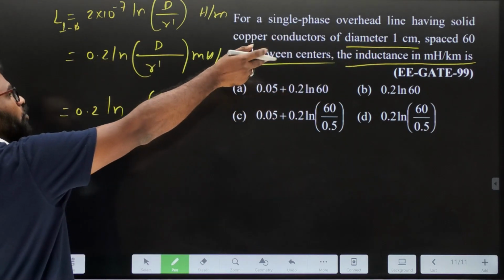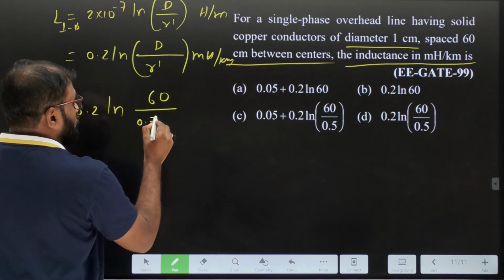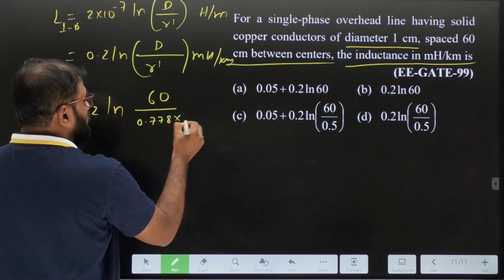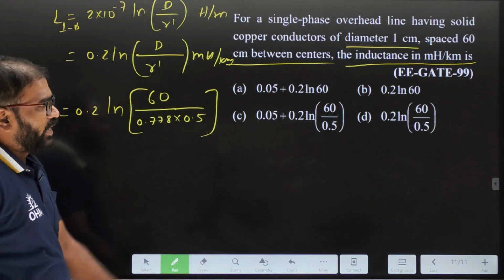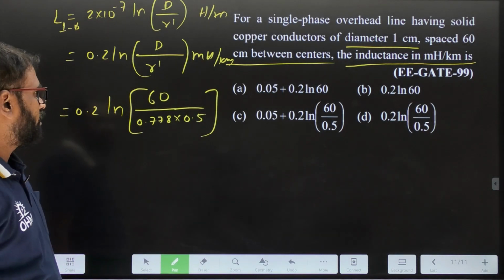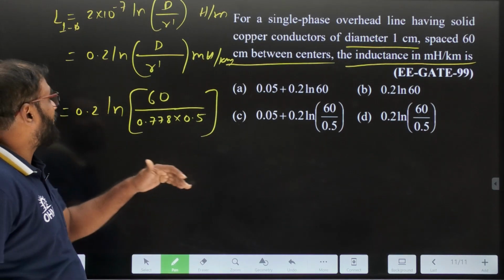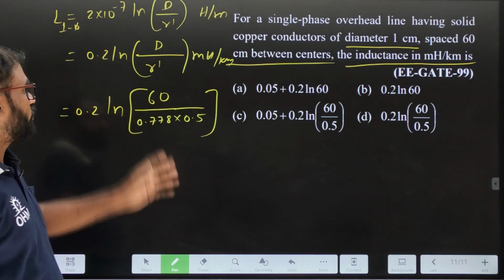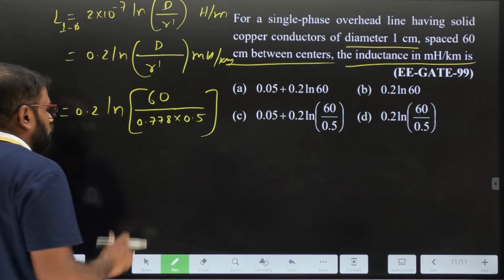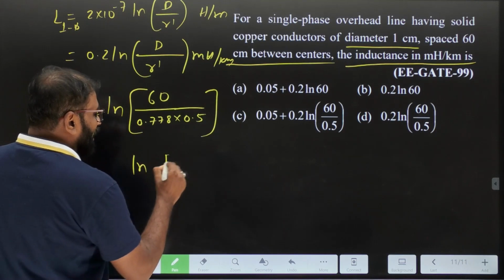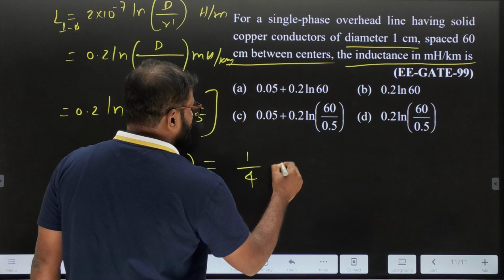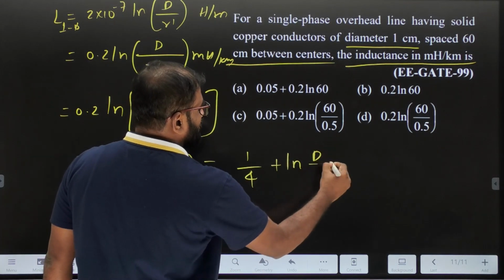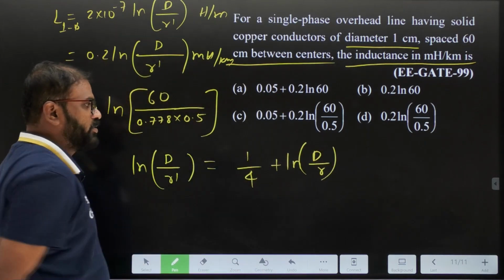So r is now 0.5 centimeter. But we get r dash as 0.7788 into 0.5. Correct or not? But tell me, is any answer saying that? No, because the answer is not given based on this formula. So that means you should modify the formula. How to modify? Remember, ln D by r dash can be replaced with 1 by 4 plus ln D by r. I am not going into detail, remember this.